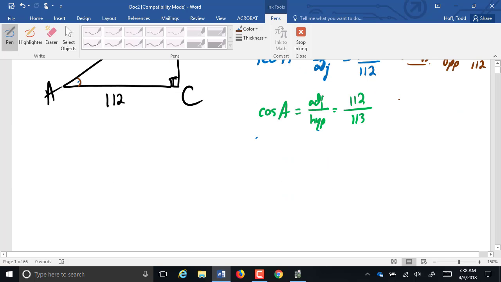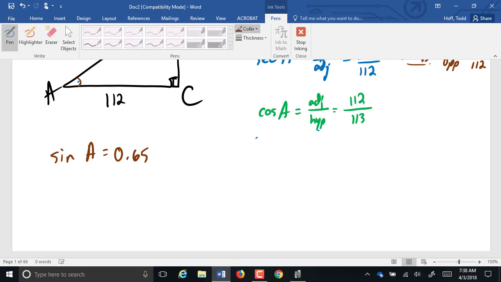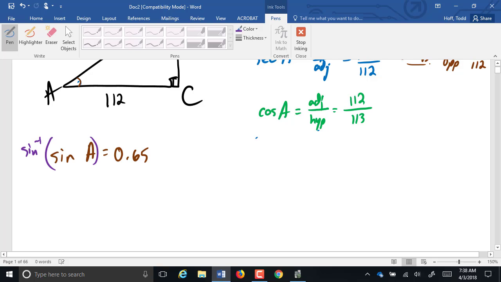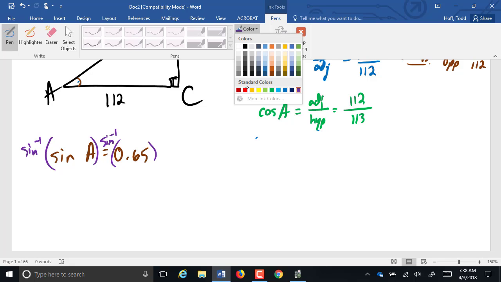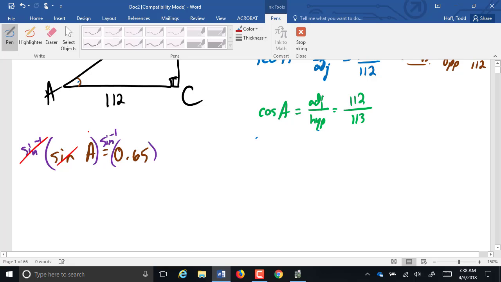What if I tell you that sine of angle A equals 0.65? To find A, we would do an inverse sine. Now, inverse sine can be written several ways. We usually write it like this because that's the way the button looks on the calculator, right? Sine to the negative 1, where the inverse sine and the sine cancel out.